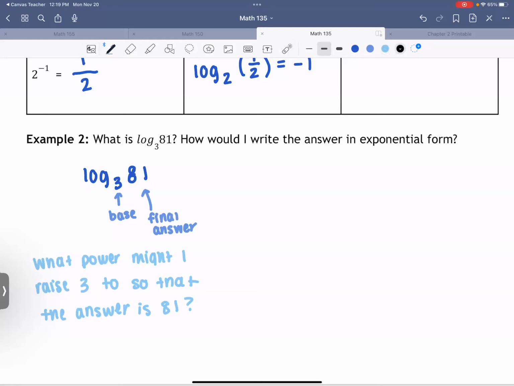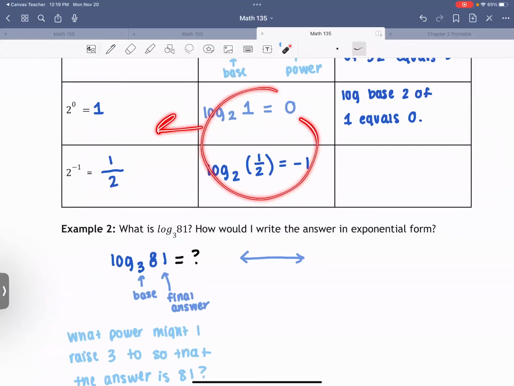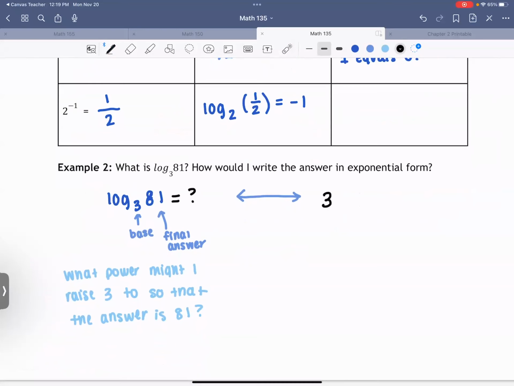The way I do it is, I want to know what log 3 of 81 is. So I'm going to say log base 3 of 81 is equal to something. I don't know what it is, so I'm going to call it question mark. Next, I'm going to write this using exponential form. It's like starting from this column and going backwards. What's the base of my exponent? 3. What's the power of my exponent? X, or question mark. Equals, and what's my final answer? 81. Good.